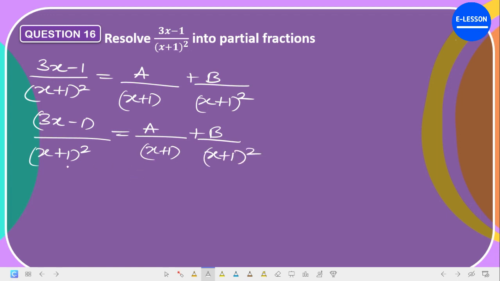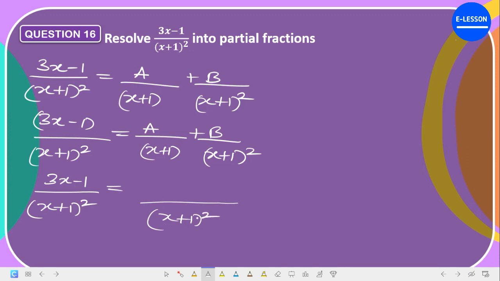Now, what is the LCM of this and this? We have 3s minus 1 divided by s plus 1 squared. The LCM here is s plus 1 squared, because s plus 1 squared can go into s plus 1, and it can also go into s plus 1 squared here. So s plus 1 squared going into this, of course, you know square means you are writing this twice.